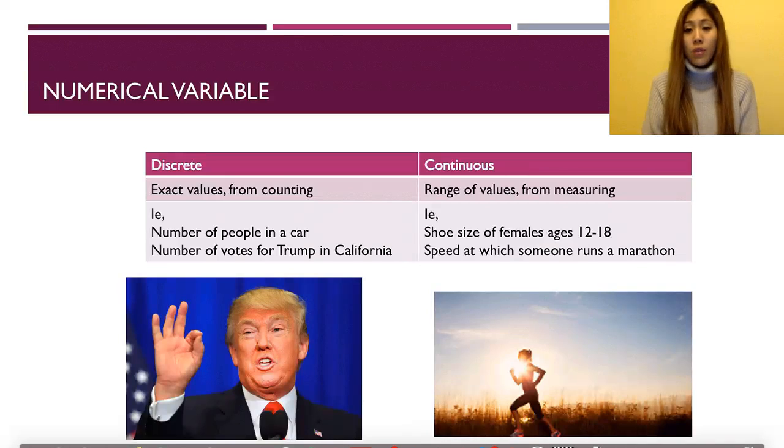Continuous, you can't count them up, so you just have a range. So an example is the shoe size of females ages 12 through 18. So they might have shoe sizes within a range of 33 to 41. Or the speed at which someone runs a marathon. It's not going to be the same speed throughout, right? So that's going to be a range as well.